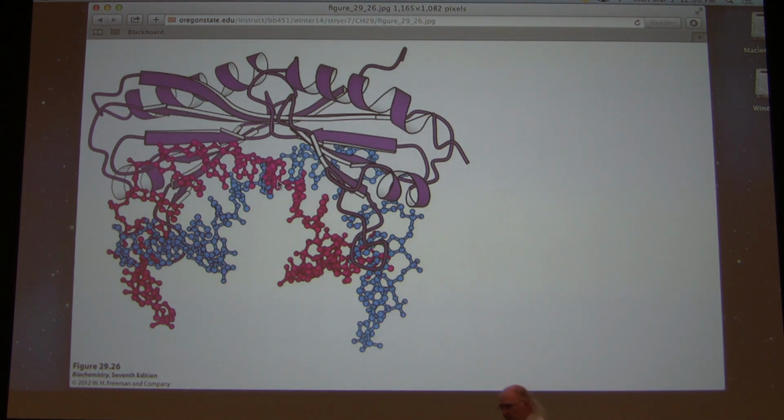Yes? Is TBP required for TF2D to bind? No, because TF2D, they bind together. I'm sorry, I was thinking RNA polymerase. They bind together. Yeah. Yes? It's my understanding that TBP is actually a part of TF2D. It's actually a functional part of TF2D.